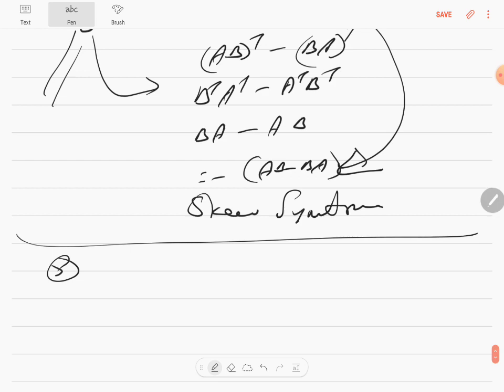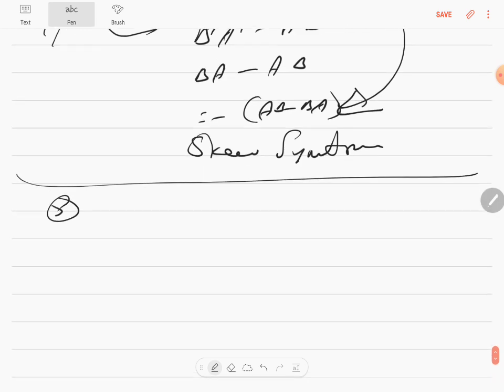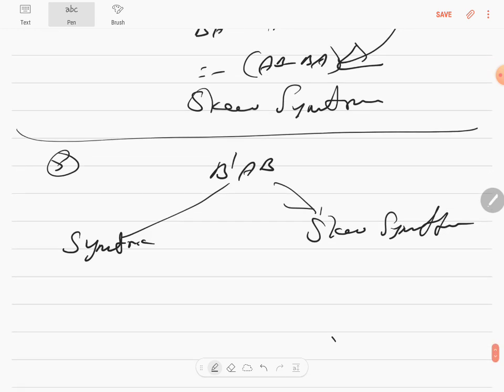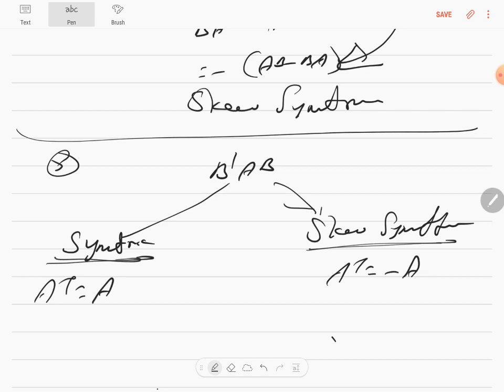The fifth question has the words 'accordingly as A is symmetric or skew symmetric.' They are asking you to prove whether B' AB is symmetric or skew symmetric, accordingly as A is symmetric or skew symmetric. When A is symmetric, A transpose is A. When A is skew symmetric, A transpose will be minus A.